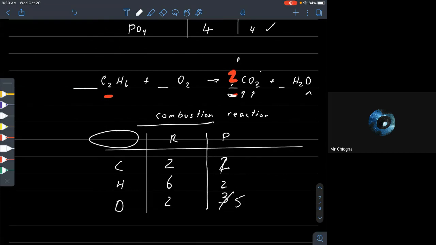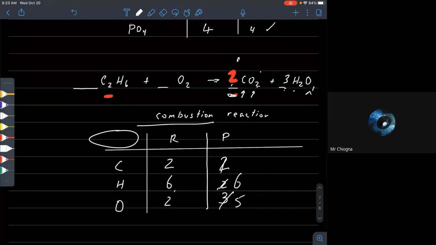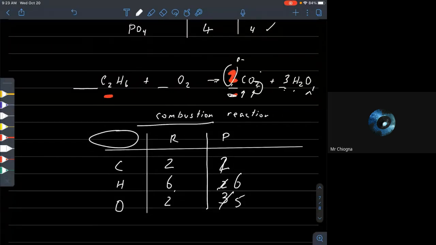Okay, what about the hydrogen? I've got 6 on the left, I want 6 on the right, put a 3 in front. 3 times 2 is 6. However, that changes the oxygen. I now have 3 times 1, 3 oxygen, plus the 4 from here. 3 plus 4 is 7. Almost done. It's getting messy.